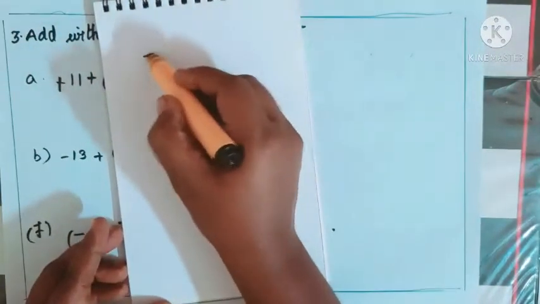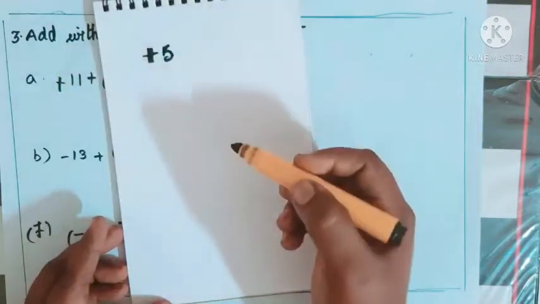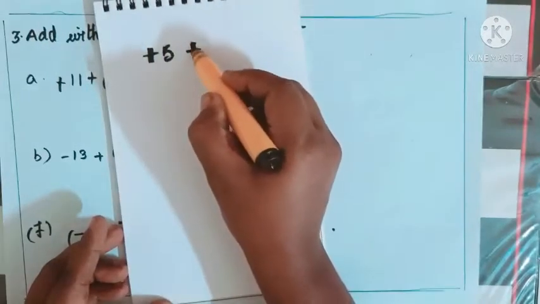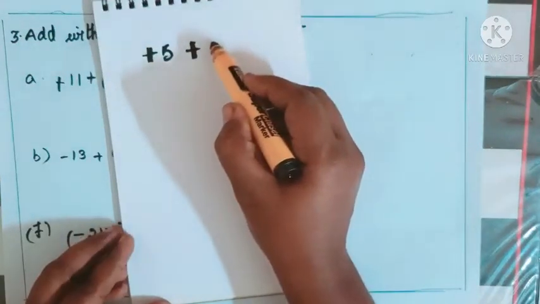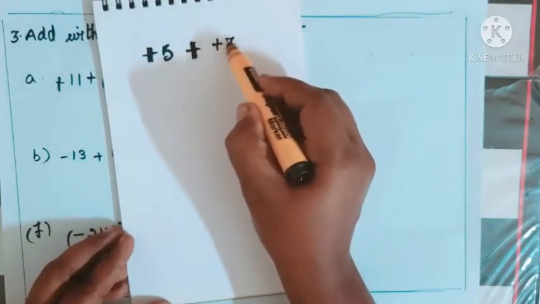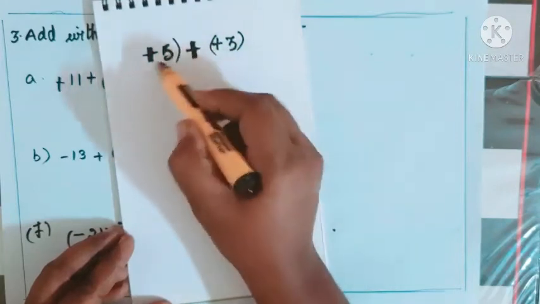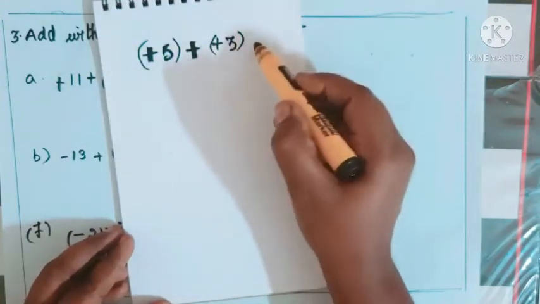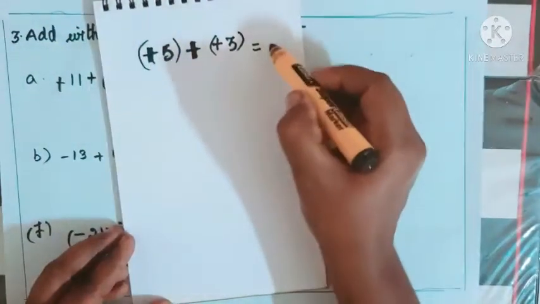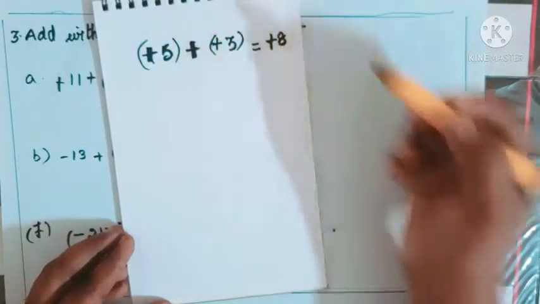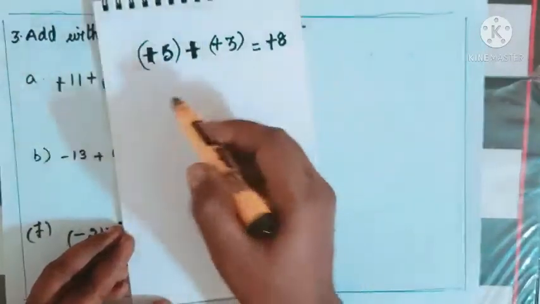I take plus 5. The operation in the middle is plus. Okay, fine. And I take plus 3. So all are plus. All positive means you can add them and put the plus symbol. Plus 8.